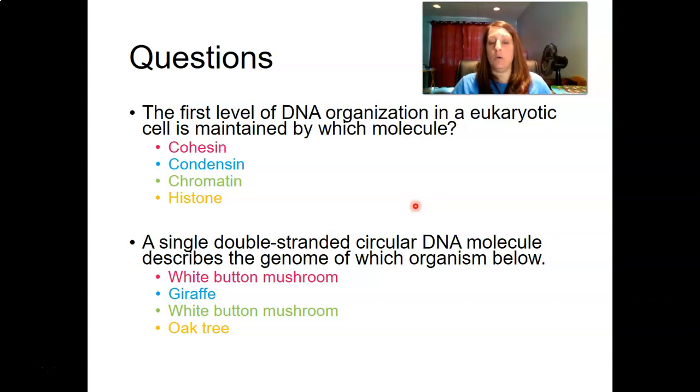And our first one, E. coli, would be an example of a prokaryote. So which one of those organisms has one single double-stranded circular piece of DNA as its genome? Hopefully you chose E. coli, the only prokaryote there. Everybody else, the giraffe, the white button mushroom, and the oak tree, are all eukaryotic organisms, and they would have several linear double-stranded DNA molecules.